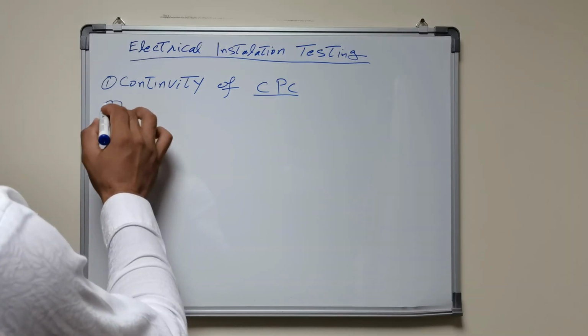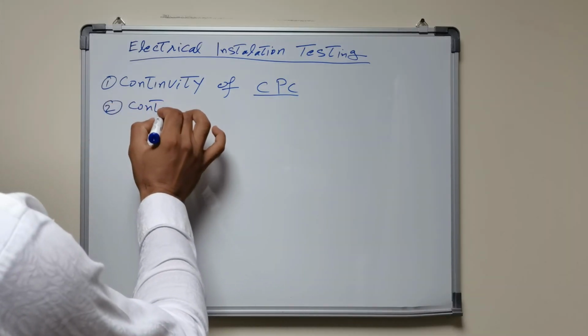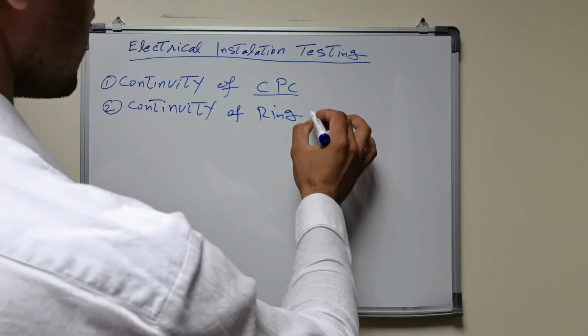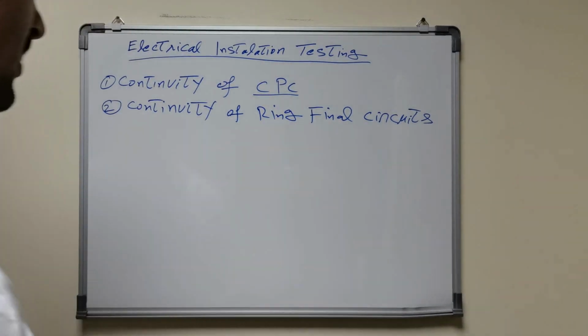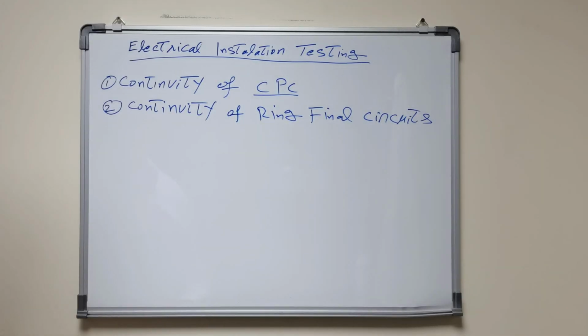Number 2 is continuity of ring final circuit. Continuity of ring final circuit test is nothing but to ensure the continuity of our ring final circuit conductor.